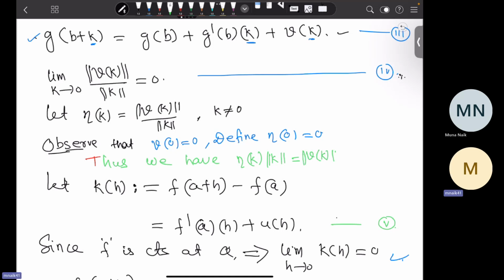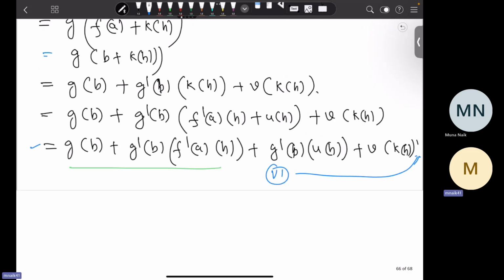Okay, and that will also imply that this condition, since norm of bk by norm k is equal to 0, will imply that the limit as k tends to 0 of eta k is really 0. Okay, this is from IB. So call this as VI, right? VI B double I.